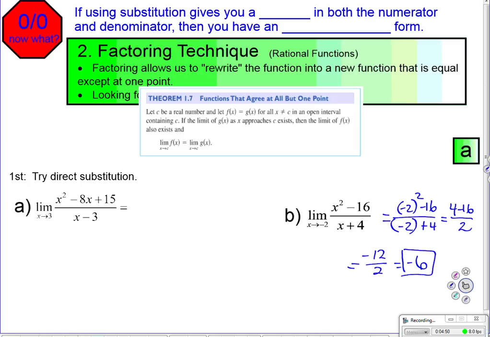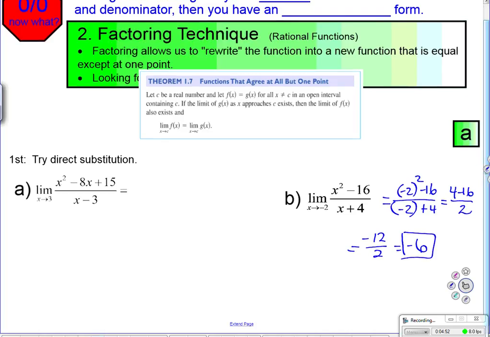I didn't get zeros, did I? We could actually just keep substituting away. So just because you see that it can factor does not necessarily mean you must factor. The only time you have to factor is if you get 0 over 0.